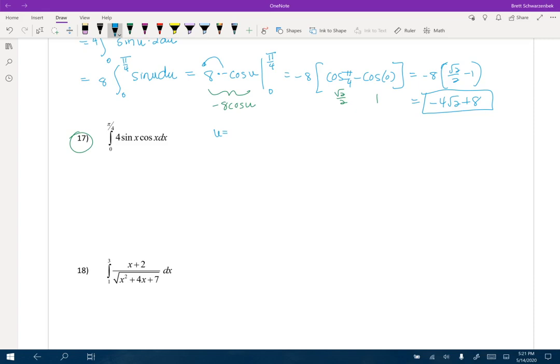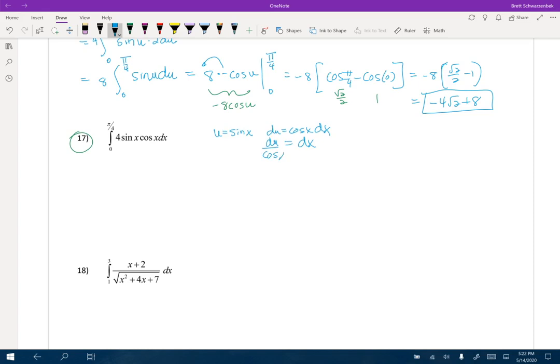Maybe we want to concentrate on the easier derivative. So for example, the derivative of sine is exactly cosine, where the derivative of cosine is negative sine. So maybe we want to remove the negative from the equation and just make u equal to sine x, which means du is equal to cosine x dx, and dx is equal to du over cosine.